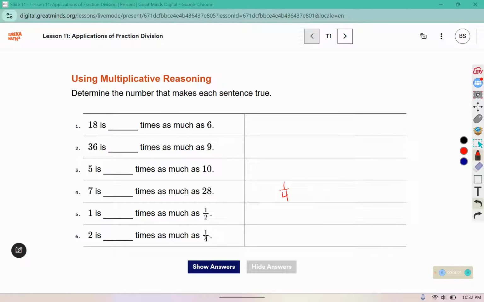How many fourths does it take to make 2? Well, 4/4 makes 1 whole. So 4/4 is 1. That means it would take 8 1/4 to make 2. Try and finish the remaining problems for your warm-up.